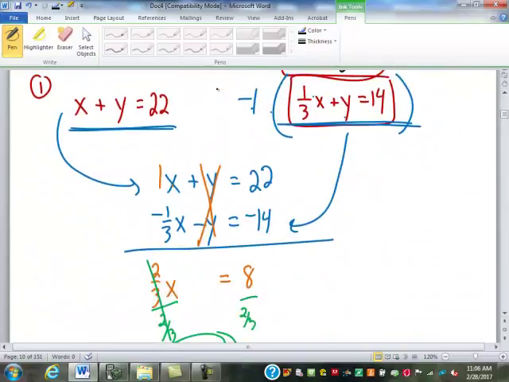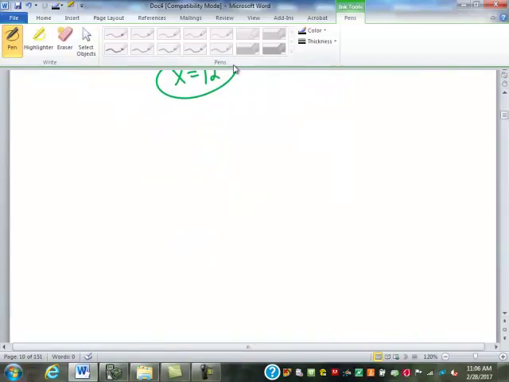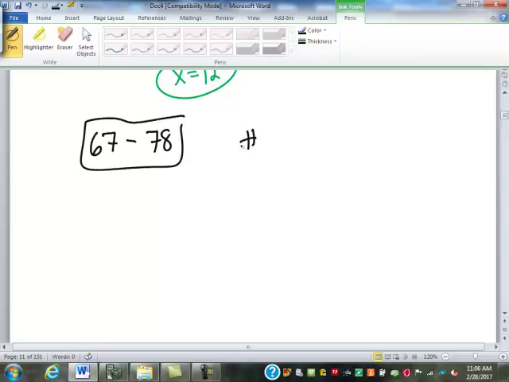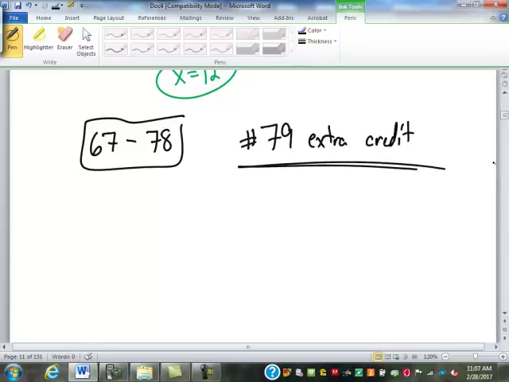In your packet, you should now feel absolutely and completely confident doing problems 67 through 78. Problem number 79 is extra credit. It is worth up to 20 points, but here's the catch. To get any points, you must have all the pieces correct.